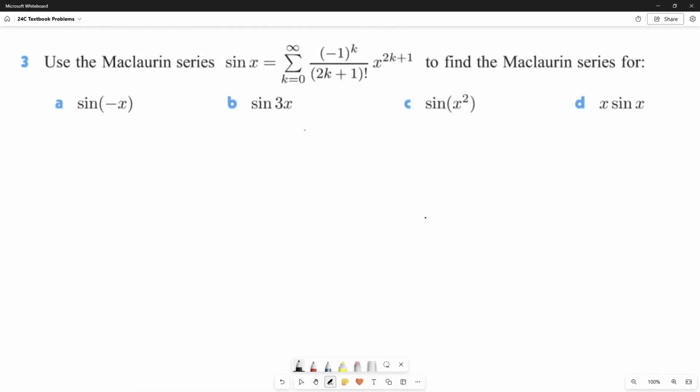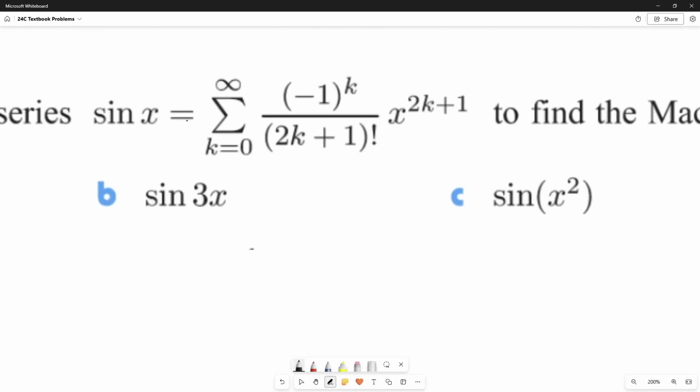So for part D, you just multiply sine x by x, and if you have an x in the front here, that means you need to multiply the other side by x, and you can just move that x inside this sigma notation. So this x to the power of 2k plus 1 will be changed to x to the power of 2k plus 2, and that's our final answer.